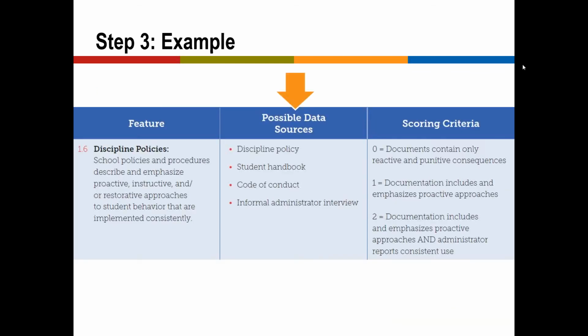So we've read through the feature, and before you ask the school team to vote, have them take a look at their possible data sources. For this item, 1.6, discipline policies, we see that the PBIS feature is that school policies and procedures describe and emphasize proactive, instructive, and/or restorative approaches to student behavior that are implemented consistently. For this item, we want to examine the discipline policy, the student handbook, and the code of conduct, and possibly an informal administrator interview.